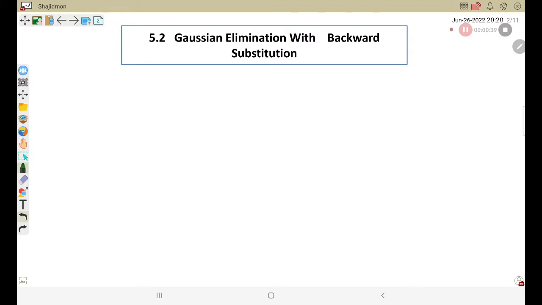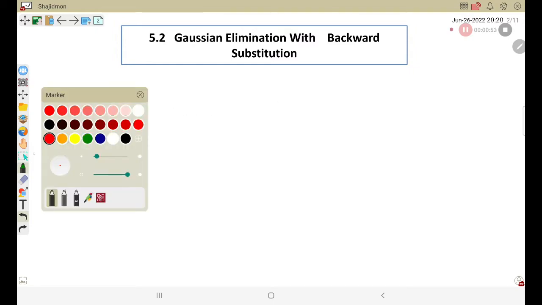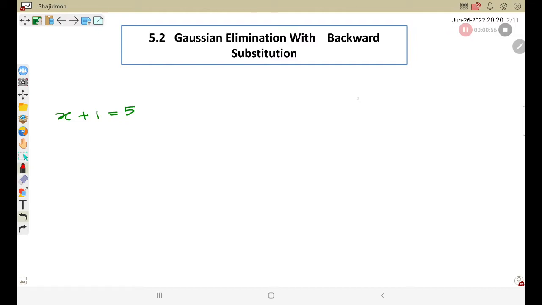Before that, for example, if we have an equation x plus 1 equal to 5, you know how to find the solution of this equation. We have one unknown, correct? Unknown means we need to calculate the x value only. And how many equations are there? Only one equation. One equation and one unknown. The unknown is x.